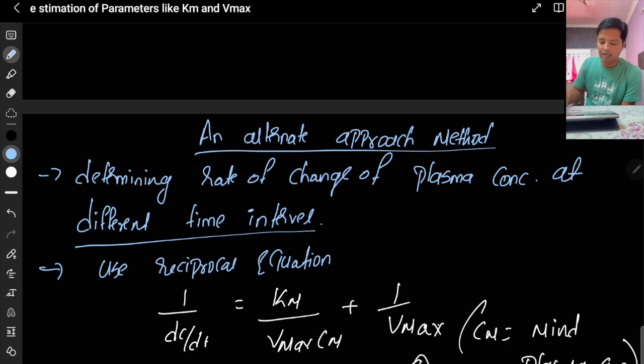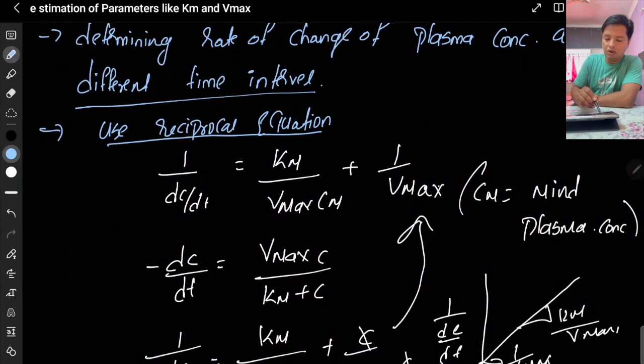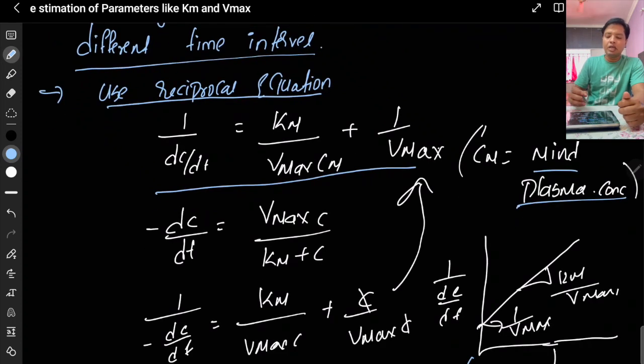By determining the rate of change of plasma concentration at different time intervals, we can also determine the Km and Vmax values. How to do that? Use the reciprocal equation. Whatever equation you have for the Michaelis-Menten equation, just invert it. You need to use the reciprocal equation of the Michaelis-Menten equation.